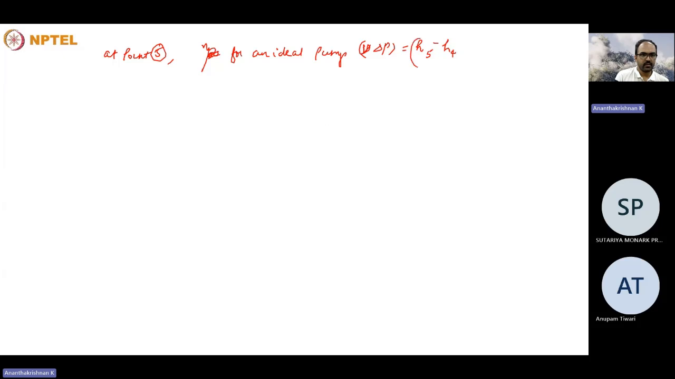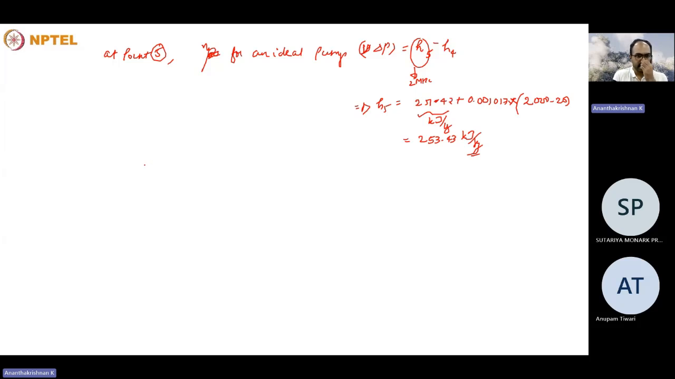So H5 will be at 2 megapascal. H5 will be equal to H4, 251.42, plus 0.001017 into, in terms of kilojoule per kilogram, 2 megapascal could be written as 2000 minus 20. So that will be equal to 253.43 kilojoule per kg. So this is the ideal value.